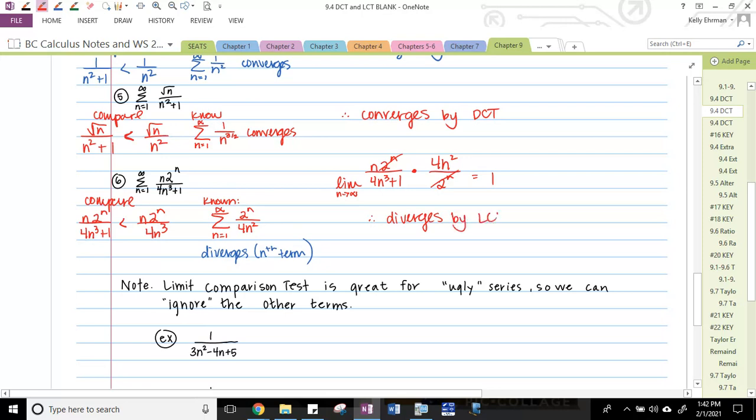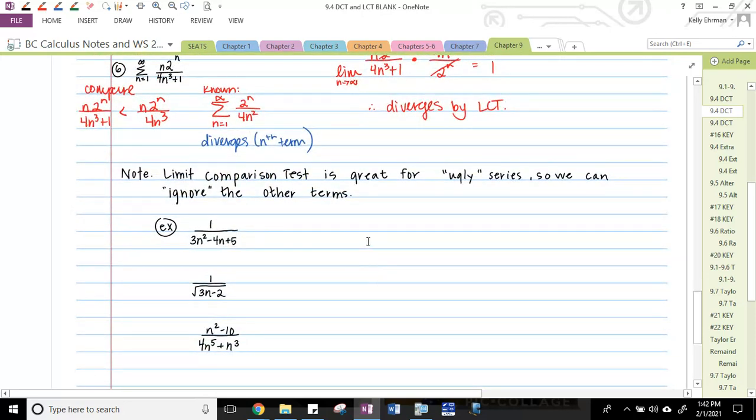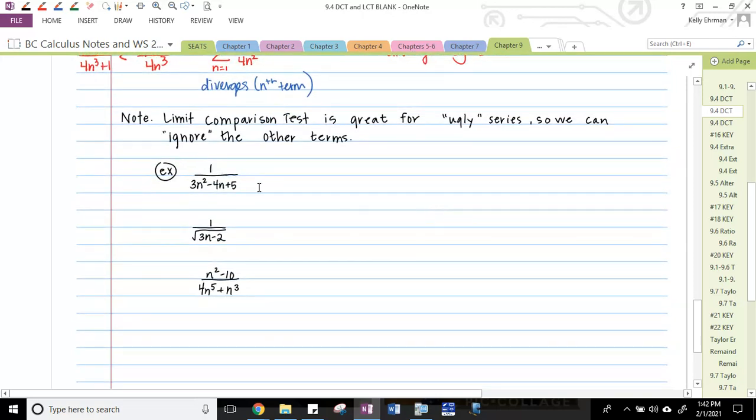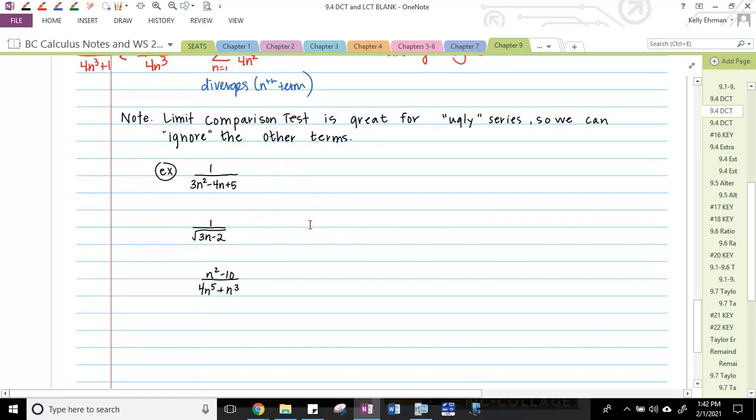by limit comparison test. Anytime you get this kind of ugly series, and I think that one was kind of ugly, it's probably going to be limit comparison test. It's nice because you get to end up ignoring the other terms. So we're not going to do all of these, but what would I compare this to? I would compare it to just 1 over 3n squared.